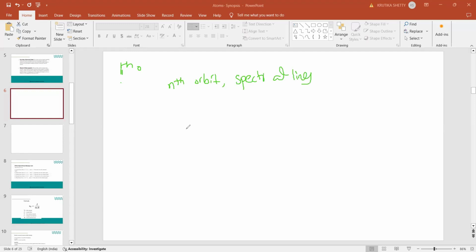To calculate the number of spectral lines, we have the formula, n is equal to n into bracket n minus 1 divided by 2. This is the formula to calculate, when the electron jumps from the nth orbit, how many possible spectral lines will come out. Small n is the number of possible spectral lines, and the capital N is the excitation orbit. So first, second, third, you can substitute that n value, and you will get the number of possible spectral lines. This is one shortcut formula. Please take down this formula.